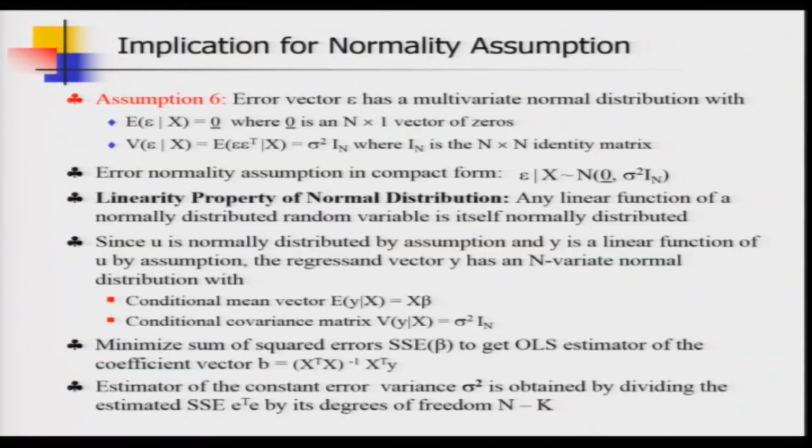So, here in the classical linear regression model context, as u is normally distributed by assumption and y is a linear function of u by assumption, the regression vector y has an n-variate normal distribution, and this multivariate normal distribution will have a conditional mean vector given by expected value of y given X equal to X times beta, and a conditional variance covariance matrix given by V of y given X, the data matrix, which is equal to sigma square times the identity matrix of nth order.